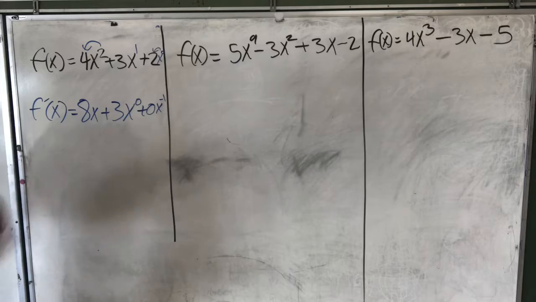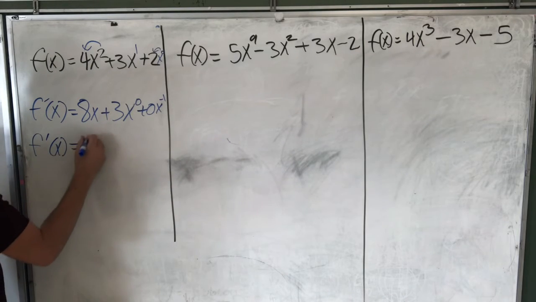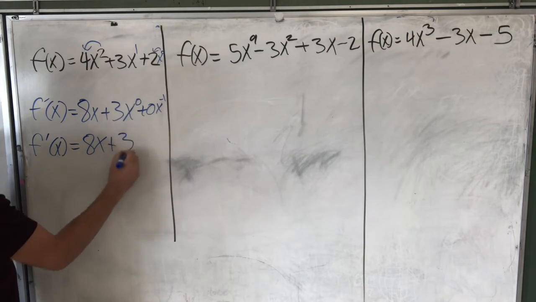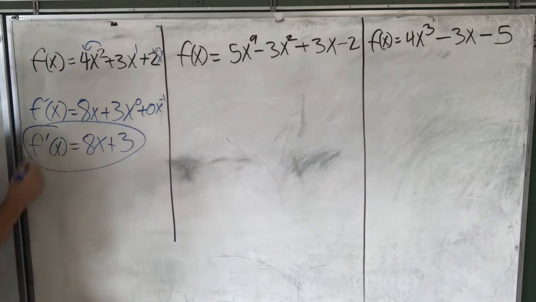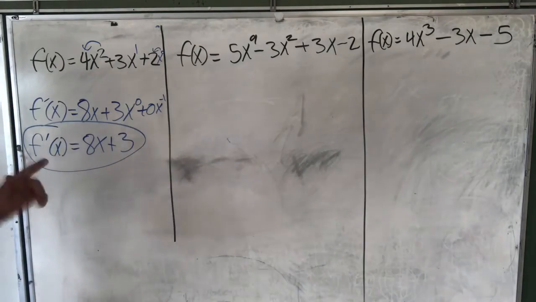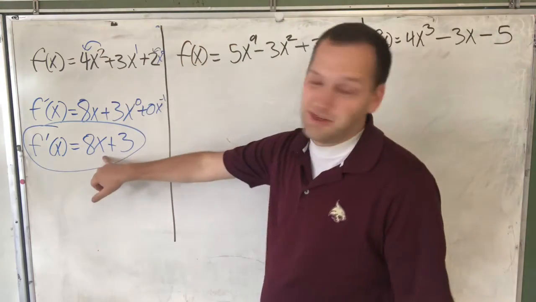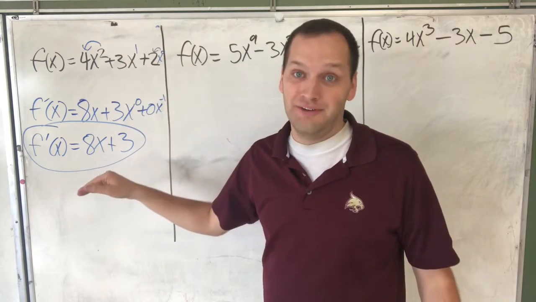Let's go through and simplify this a little bit. F prime of x equals 8x plus, that's just 1, so I can really just write 3, then 0, I don't have to write that. There we go. If I went through and used the difference of quotient rule, that's what it would end up giving me. I don't know about you, but I think this is a whole lot faster.